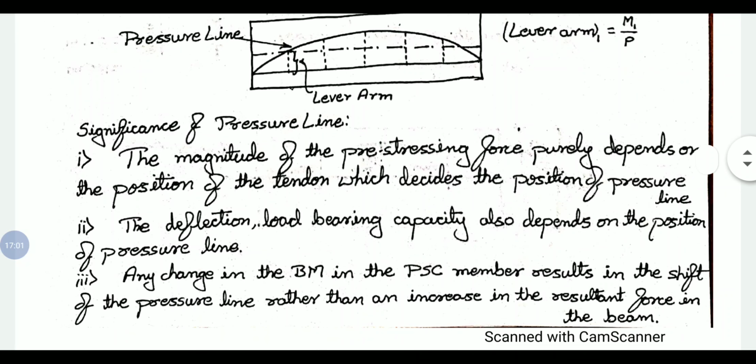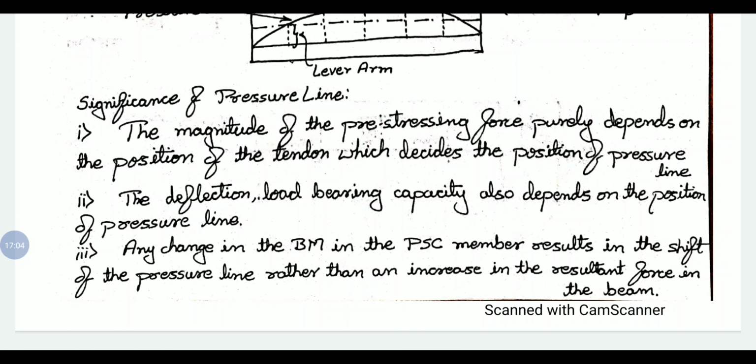What is the significance of the pressure line? Why is it necessary? This pressure line is very important in deciding the position of the tendon. Based on the pressure line, we can decide the position of the tendons. The deflection of the member and the load carrying capacity of the member depend purely on the position of the pressure line, and any change in bending moment in the PSC member will cause the shifting of the pressure line.